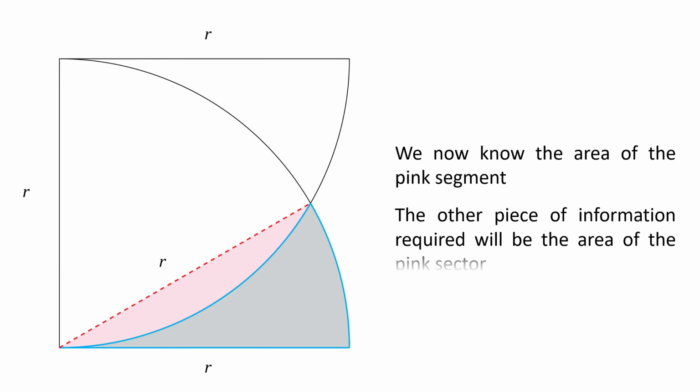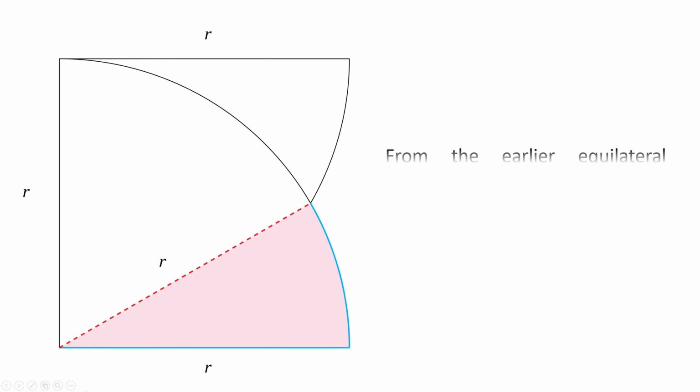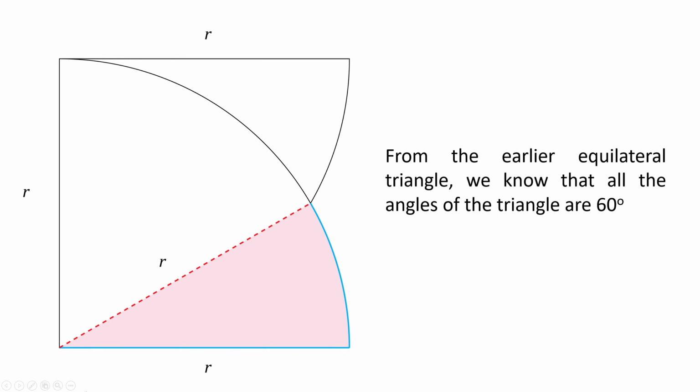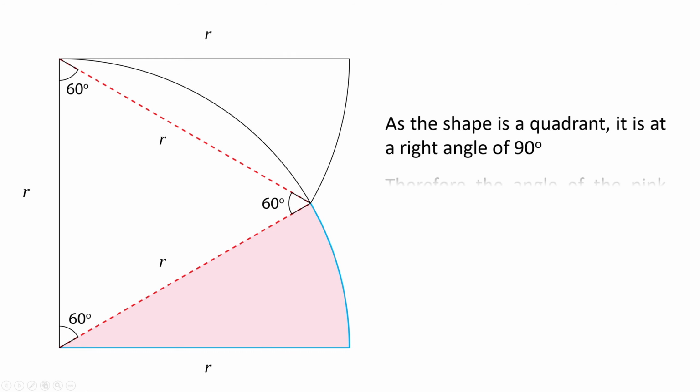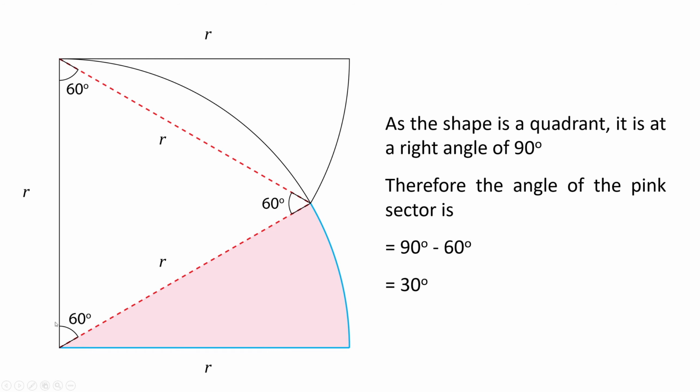We now know the area of the pink segment. The other piece of information required will be the area of the pink sector. From the earlier equilateral triangle, we know that all the angles of the triangle are 60 degrees. As the shape is a quadrant, it is at a right angle of 90 degrees. Therefore, the angle of the pink sector is 90 degrees less 60 degrees. That will give us 30 degrees.